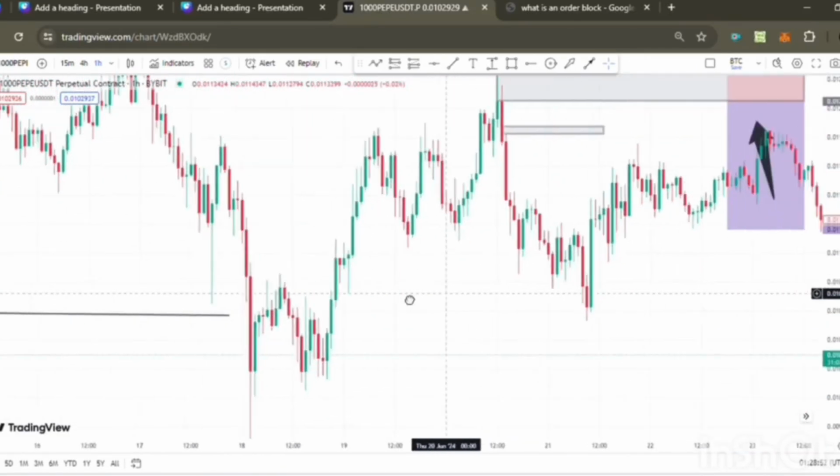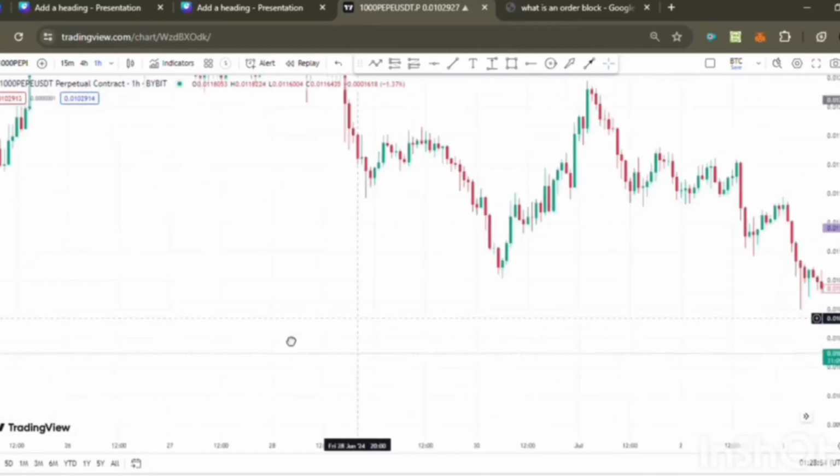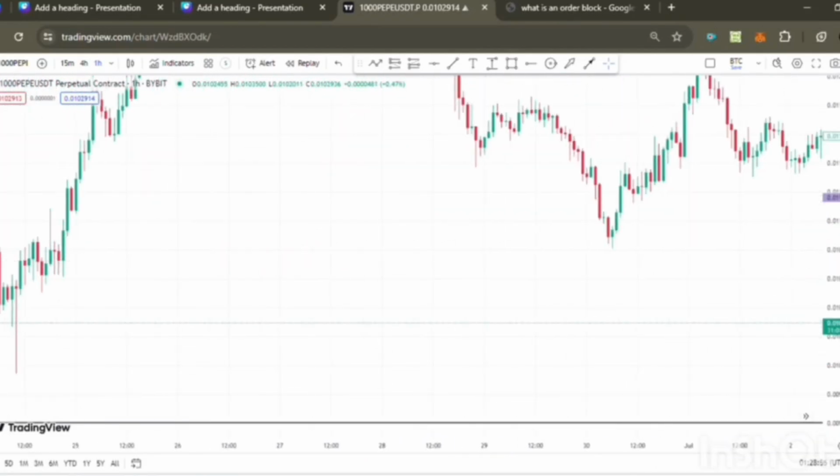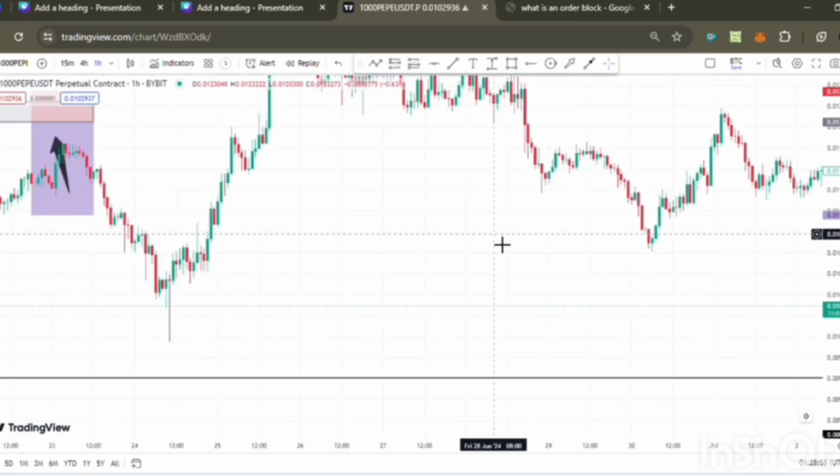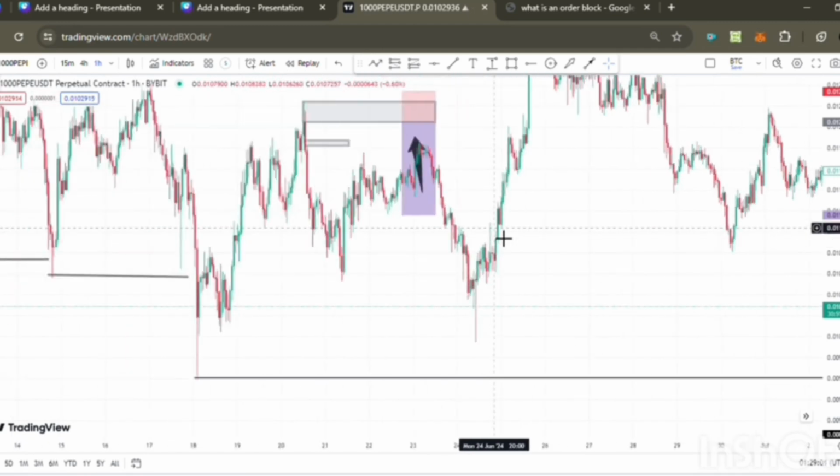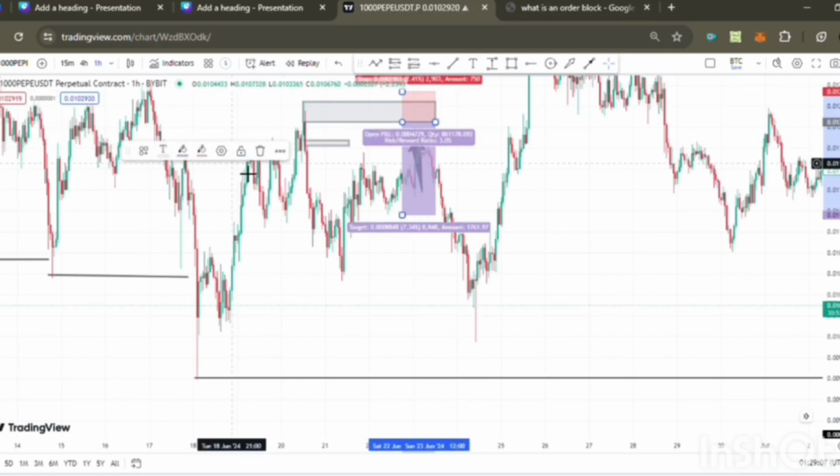So again, there is something you need to understand. When you are using order blocks, you need to spot areas of liquidity, so that you will not enter the market and the market will kick you out. The areas of liquidity. How do I mean by areas of liquidity?